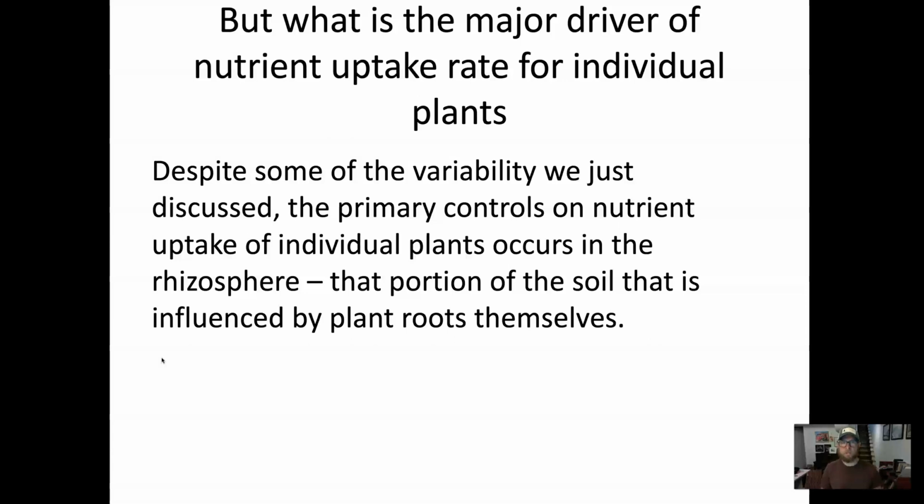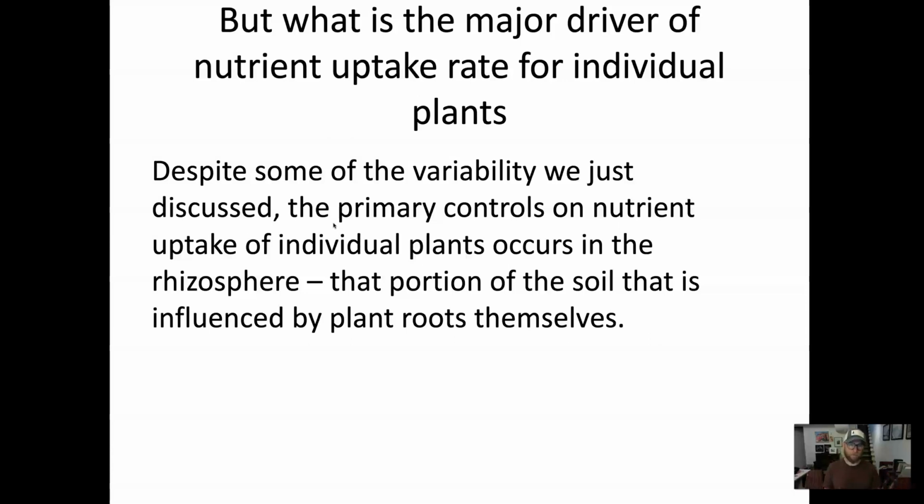So the question is, what is the major driver of nutrient uptake rate for individual plants? So we're talking about a plant trying to get nutrients out of the soil. What's controlling its rate of uptake? And so despite some of the variability we just discussed, the primary controls on nutrient uptake of individual plants occurs in the rhizosphere. So this is basically the part that the plants can control, right? They can't control necessarily how old the soil is or what deposition is happening, but this is allowing them to control some aspect of nutrient uptake.